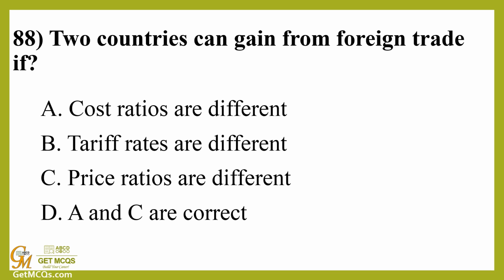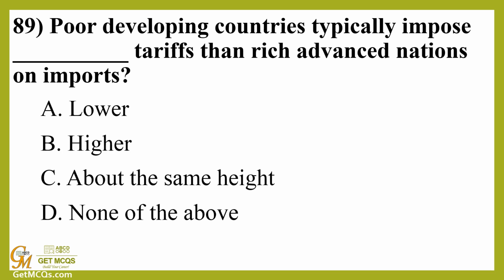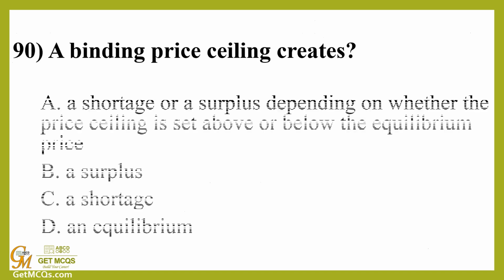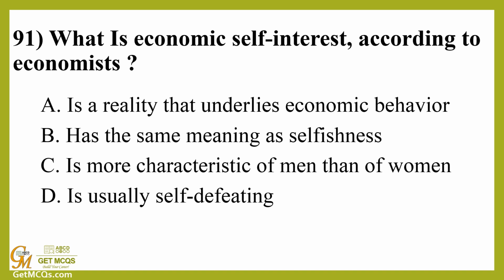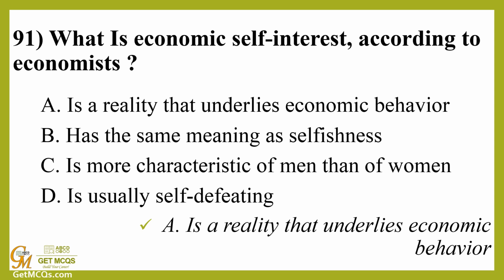88. Two countries can gain from foreign trade if D, A and C are correct. 89. Poor developing countries typically impose tariffs than rich advanced nations on imports. B. Higher. 90. A binding price ceiling creates C. Shortage. 91. What is economic self-interest, according to economists? A. Is a reality that underlies economic behavior.